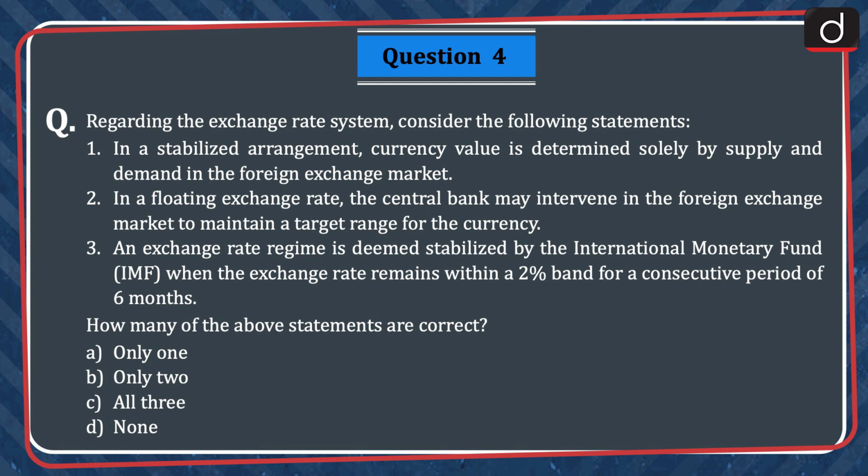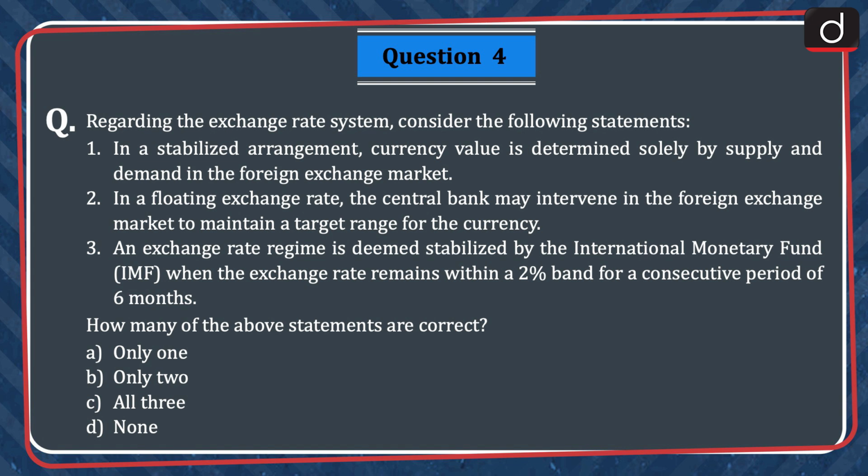Next question is regarding the exchange rate system. Consider the following statements. 1. In a stabilized arrangement, currency value is determined solely by supply and demand in the foreign exchange market. 2. In a floating exchange rate, the central bank may intervene in the foreign exchange market to maintain a target range for the currency. 3. An exchange rate regime is deemed stabilized by the International Monetary Fund when the exchange rate remains within a 2% band for a consecutive period of 6 months. How many of the above statements are correct? Only 1, only 2, all 3, or none?